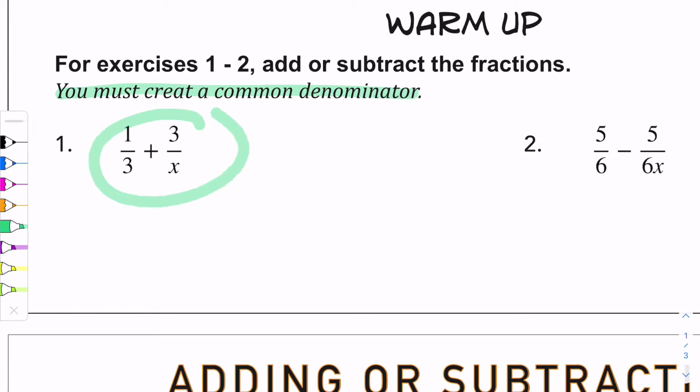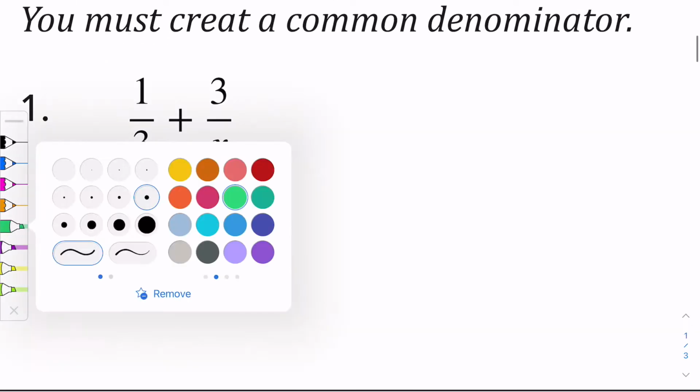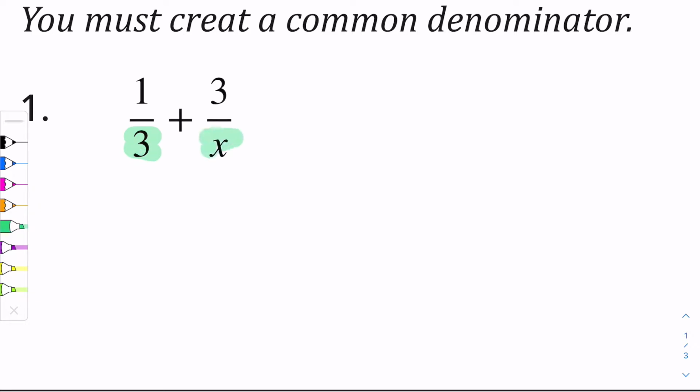Looking at number 1, we have 1 over 3 plus 3 over x. Looking at these denominators, they don't have anything in common. So I'm going to multiply each expression by the opposite denominator. I'm going to multiply the first expression by the denominator of x, and when you do that, you're multiplying the top and bottom by that denominator. And the second expression, I'm multiplying the top and bottom by 3.